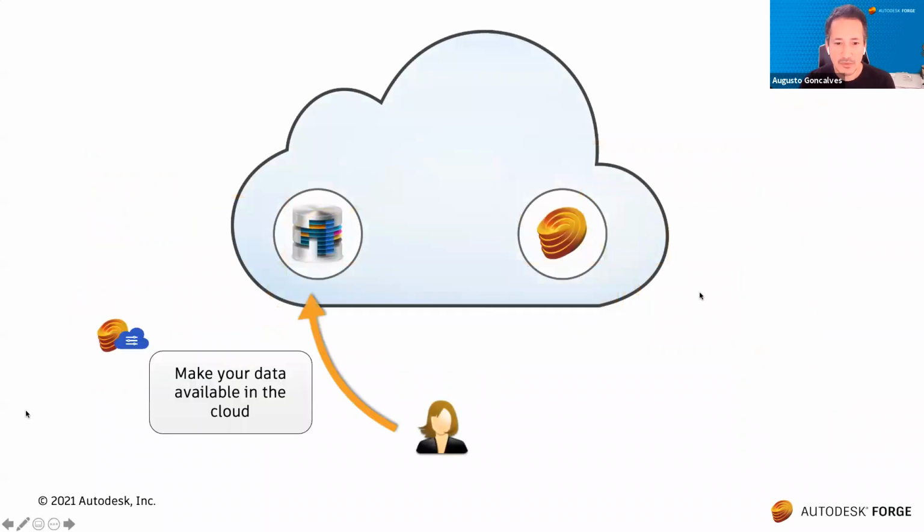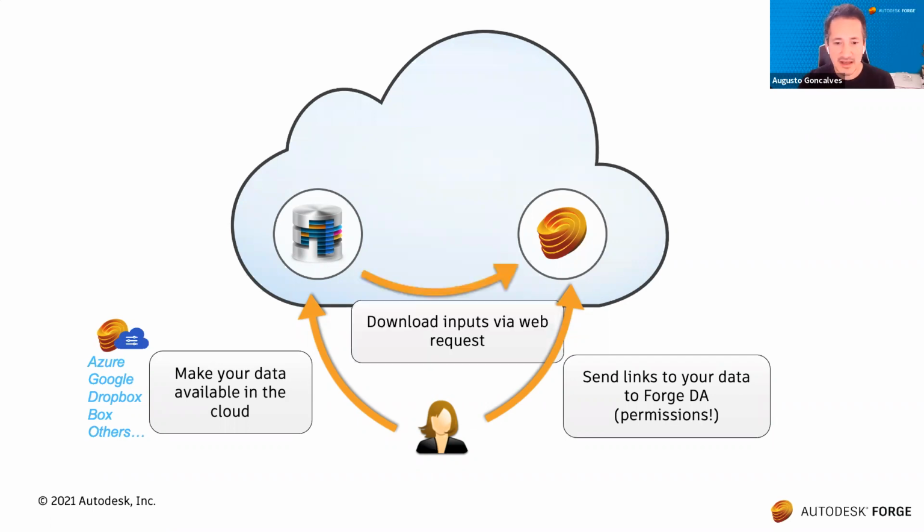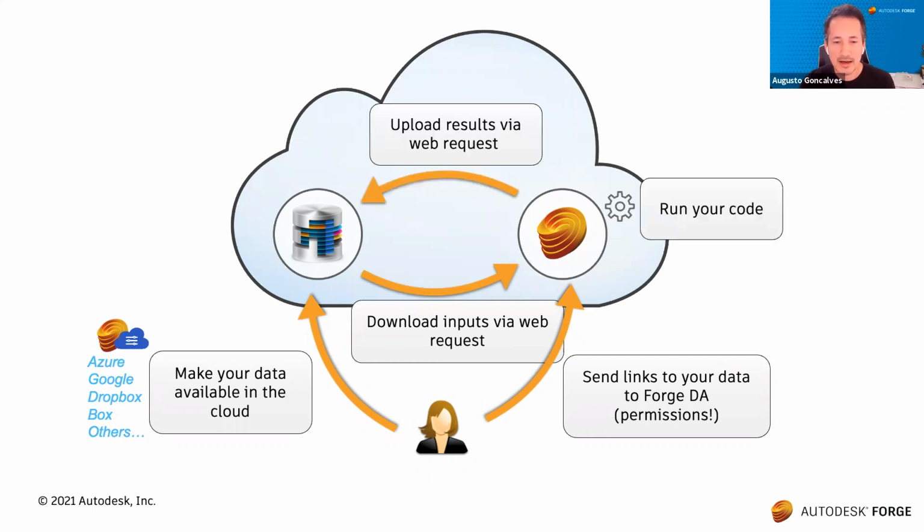And the data that we pass to design automation, we just have to make that data available on the cloud, so design automation can grab that data to execute the activity. The data can be on any location: Azure, Google, Dropbox, Box, any location. We send the link to that data to design automation with permissions if it's password protected. Design automation will download that from the source, run our code, and then upload back the results to the location we want.